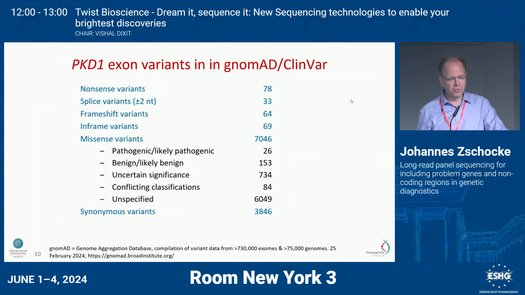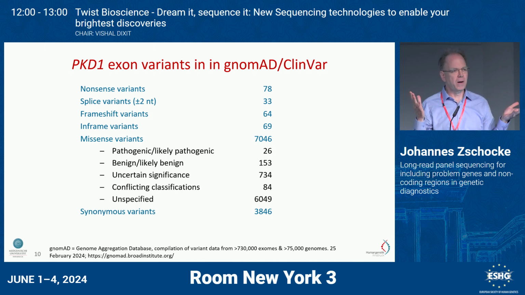And if we assume that we have missense variants that could cause this in a biallelic version, we have a problem, because if you go to gnomAD and ClinVar and look at what kind of variants are in this huge gene, PKD1, you find there are 7,000 missense variants. 26 are pathogenic, but there are more than 6,000 that are unspecified. We just do not know whether in a biallelic version they could cause something or not.